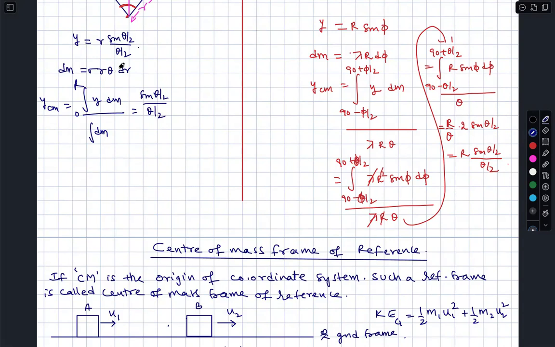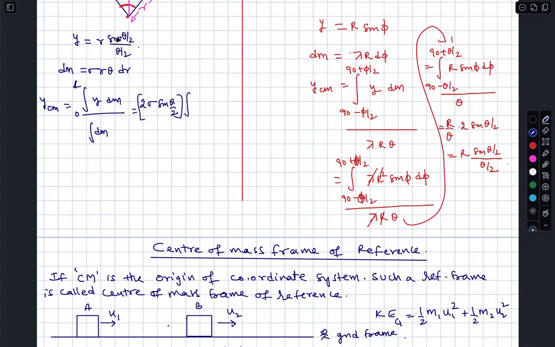And in the product process, your theta is also vanishing actually. Here, see, try to understand. Taking this product, theta gets cancelled. So therefore, 2 sigma sine theta by 2 is also a constant.